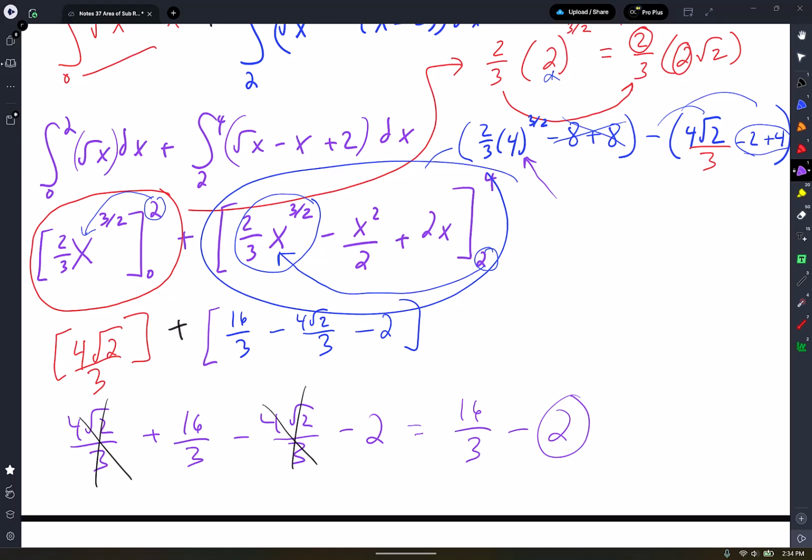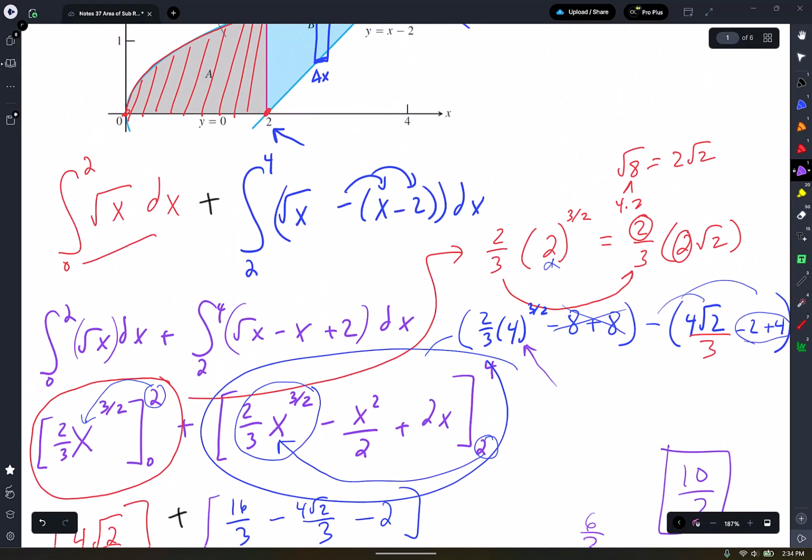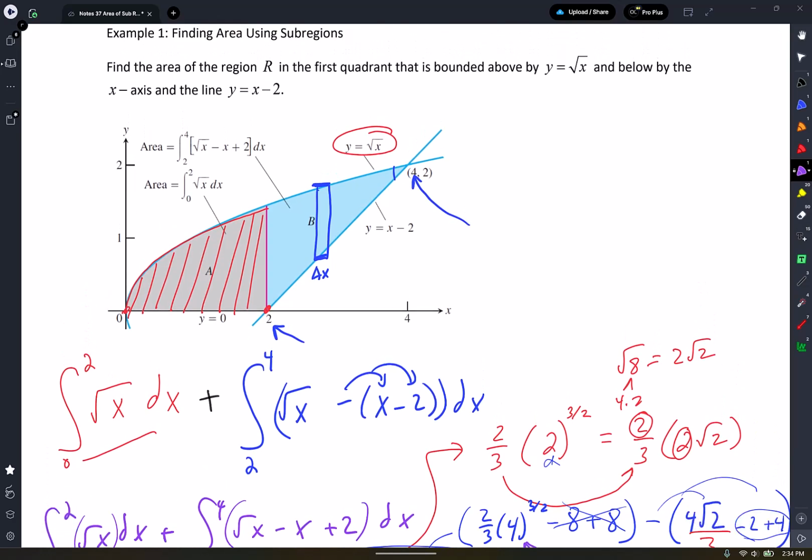And then this 2, I'm going to turn into a denominator. So I'm going to turn that into 6 over 3. I'm going to turn it into a fraction. Sorry, guys, I'm really tired. 16 over 3 minus 6 over 3. What's my final answer? 10 over 3. That is the area of that shaded in red and this shaded in blue. Yay or nay? Okay. All right.